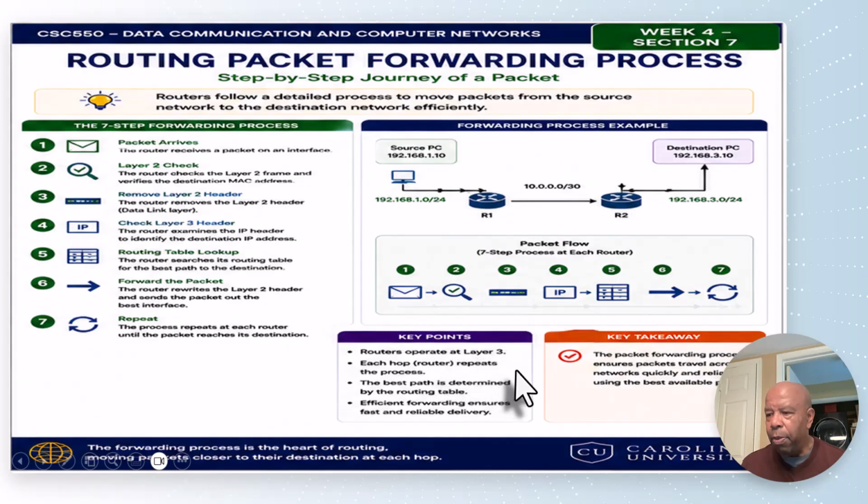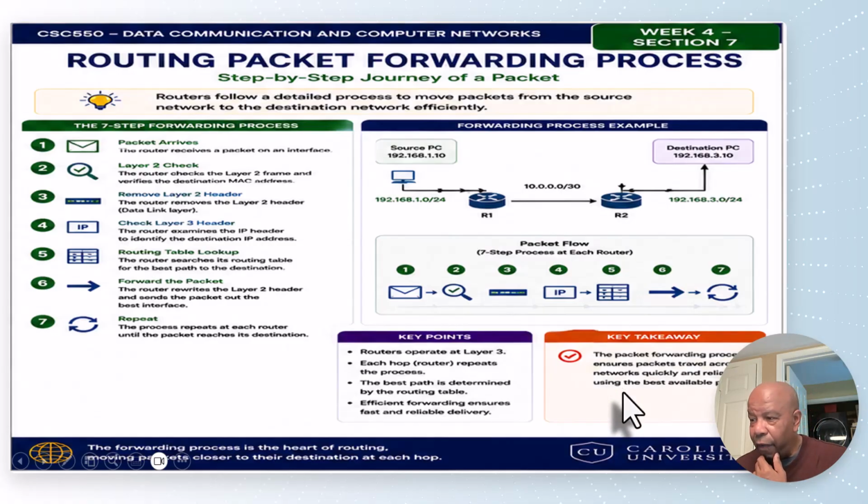Key points: router operates at layer 3. Okay. Again, when we talk about these layers, my expectation is maybe you have a little cheat sheet that says, here are my OSI layers, so you immediately know what is layer 2, what is layer 3. Okay, so it operates at layer 3. Each hop repeats the process. The best path is determined by the routing table. So there's a lookup that says, what's the best way for me to get from point A to point B? Okay, and that's in the routing table.